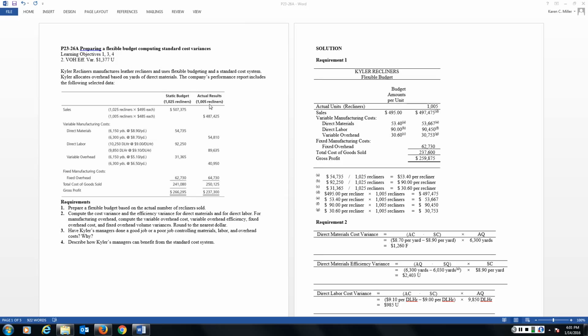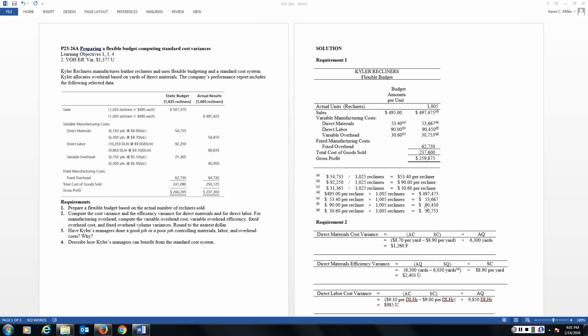So as we mentioned, there is a static budget variance. That is the difference between my static and what I should have spent on 1,005 recliners. But what I would like to know is a comparison of my actual 1,005 recliners compared to what a flexible budget for 1,005 recliners should be. So if we'll move over to the second page, I'm going to leave these both open so that you can see the numbers from each page right now.